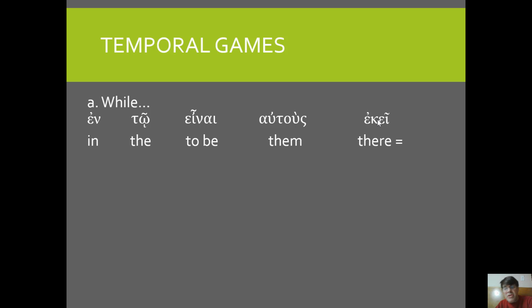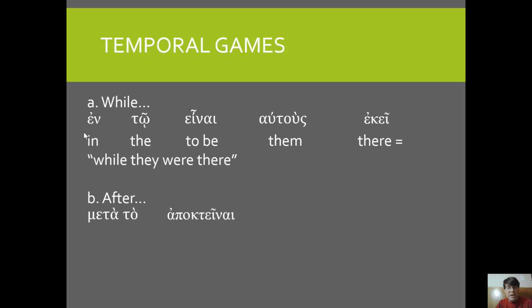In the to be them there. I got to play with it, I got to roll with it, make this the subject of it. In the them to be there comes out as "while they were there." This accusative becomes the subject, and then this becomes the verb. And because it's en to infinitive, I'm going to translate it as "while." You can also do "after" time games.